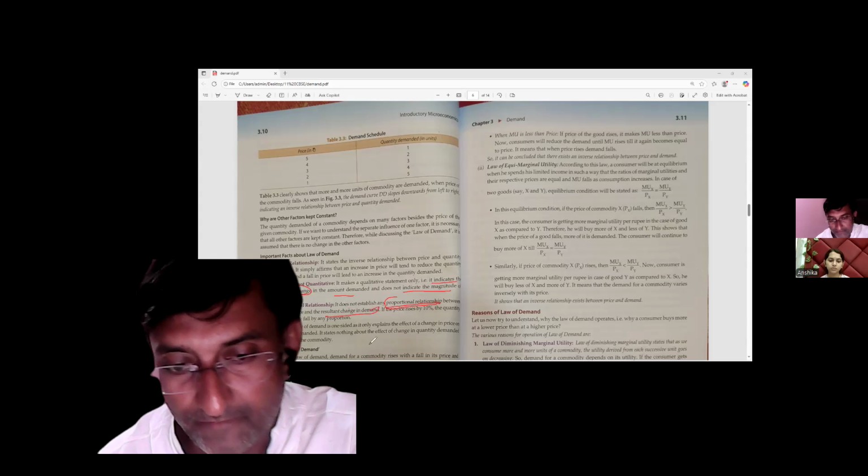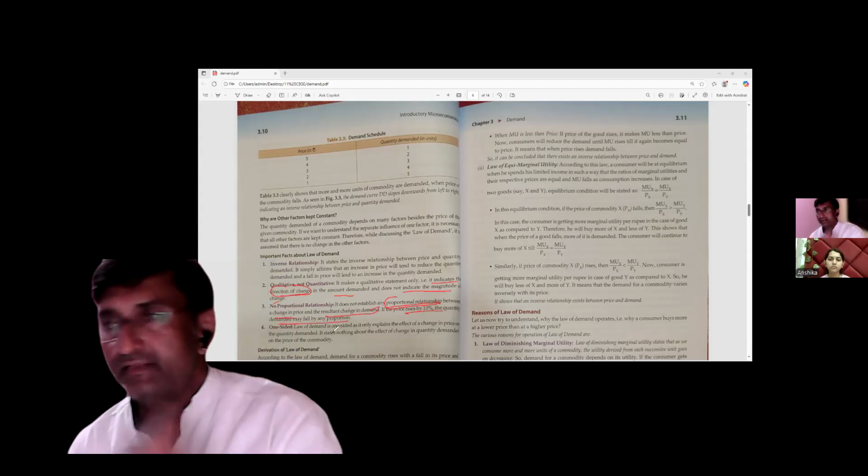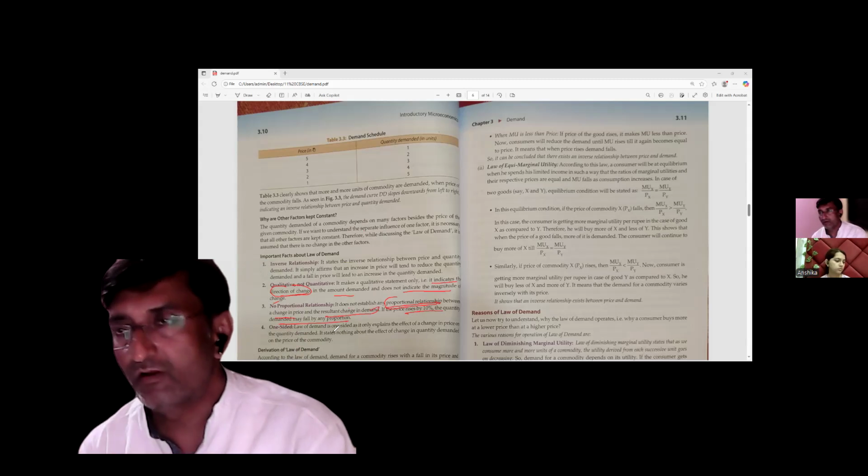So, no proportional relationship. It does not establish any proportional relationship. There is no proportional relationship between the change in price and the resulting change in demand. Why? Because if price rises by 10%, the quantity demanded may fall by any proportion. It does not automatically fall proportionately.